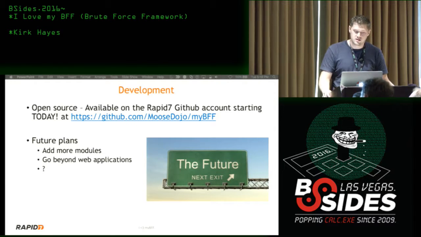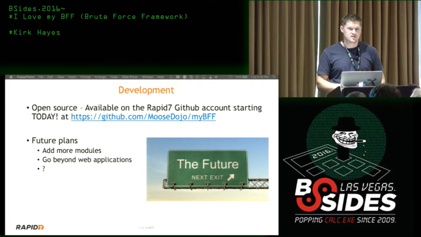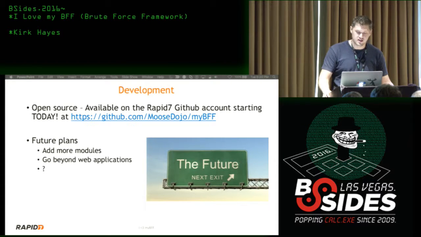So myBFF is going to be available today, right after this presentation. It'll be located on the Moose Dojo GitHub page, so go check that out. I'll be adding more modules as I go. Currently, I have plans for WordPress, Cisco VPNs, and a couple other web apps, as well as SMB, FTP, Telnet, SSH, and other protocols as well. So a lot of cool things coming.